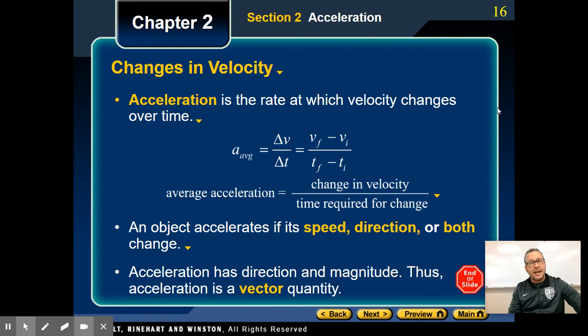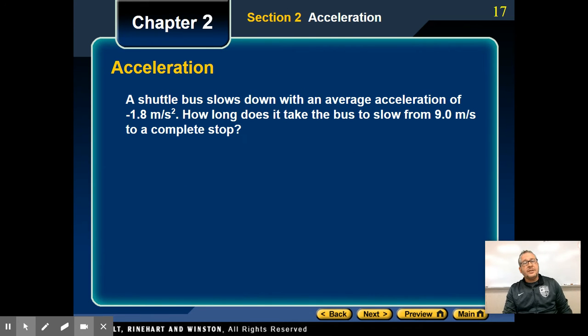That's the only one we're going to get today, but you're going to have quite a few the remainder of this week. So let's take a look at how we can utilize the acceleration formula to help us solve a certain question. So we have a shuttle bus that slows down with an average acceleration of minus 1.8 meters per second squared. How long does it take the bus to slow from 9.0 meters per second to a complete stop?